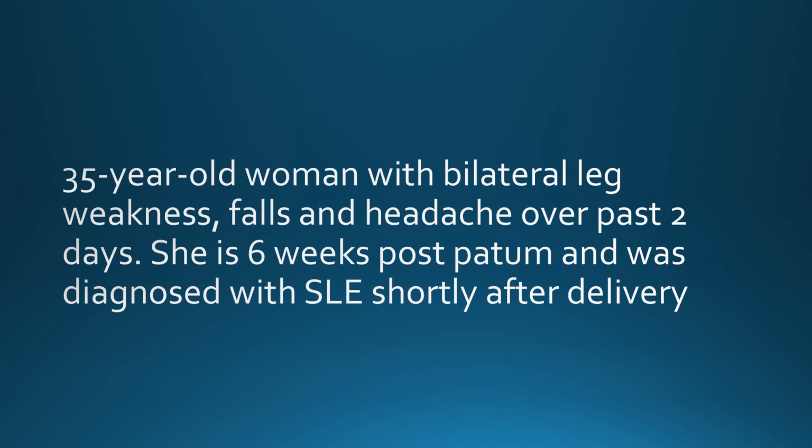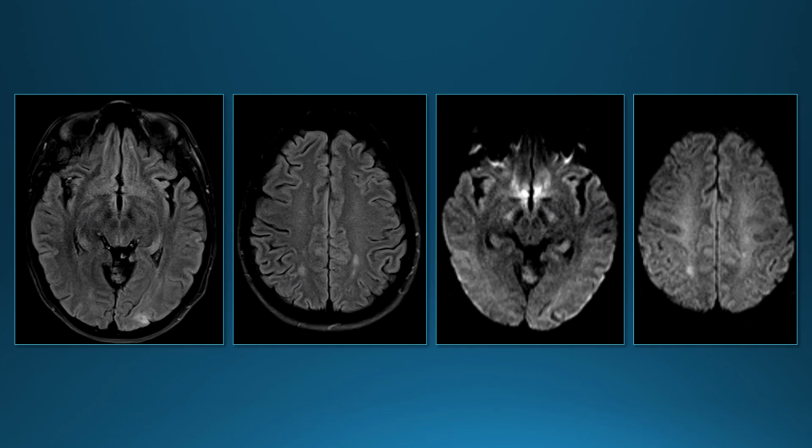And I think this is the final patient here, a 35-year-old woman, bilateral leg weakness, falls, and headache for two days. She's 6 weeks postpartum and was diagnosed with lupus shortly after delivery. So here's the brain MRI. Shows a little bit of signal on the left occipital lobe here on the FLAIR. On diffusion, a little bit of bright signal in the white matter bilaterally, but fairly mild appearance, but it was abnormal as a young woman.